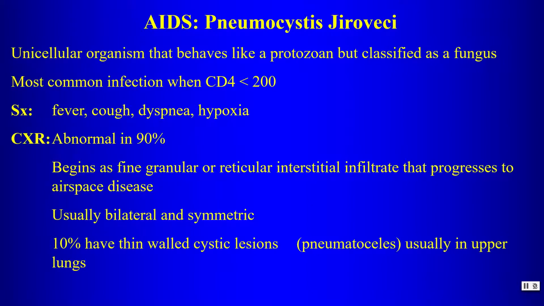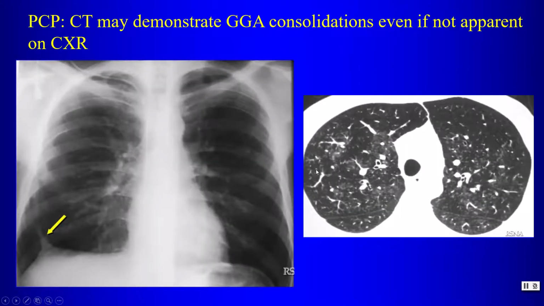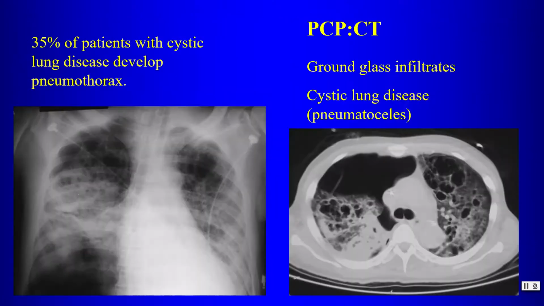The patients will have fever, cough, shortness of breath, hypoxia, chest x-ray usually normal, although it begins as this fine granular or reticular opacities, usually bilateral disease, and patients can go on to develop pneumatoceles, especially within the upper lungs. Even when the chest x-ray is relatively normal, if this is suspected, it is an indication for CT. The CT can show ground glass opacities here within the lungs from active pneumocystis infection.